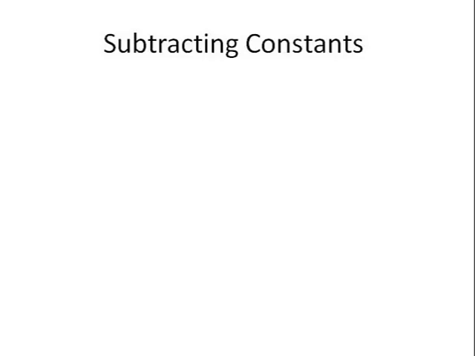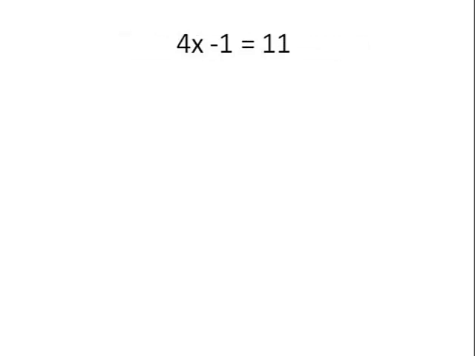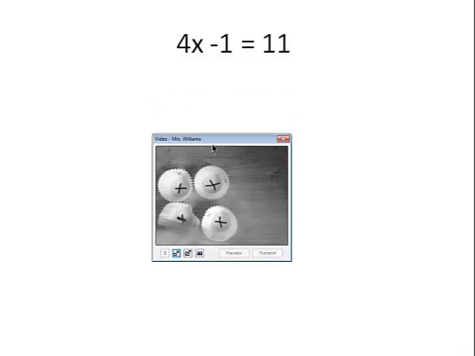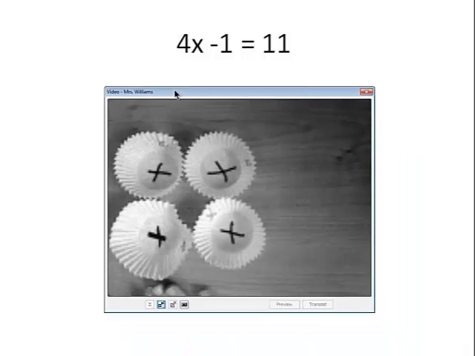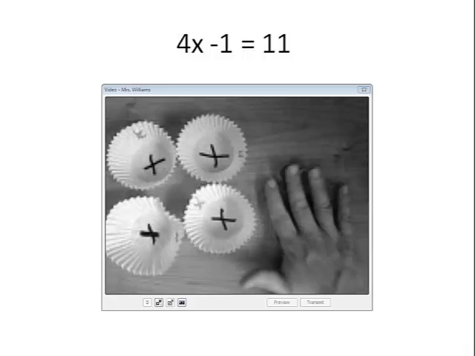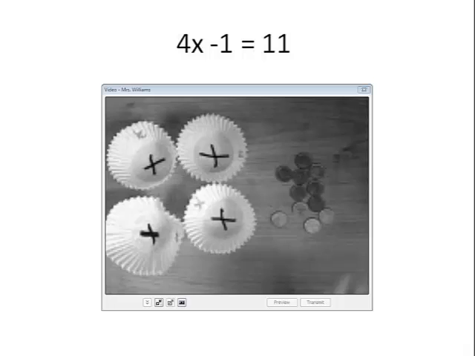Okay, so we've done a bunch of questions in which we added constants. Let's see what we have to do in order to subtract constants. So let's try one here: 4x minus 1 is equal to 11. Let's set it up. So we have 4x and 11. 1, 2, 3, 4, 5, 6, 7, 8, 9, 10, 11. Okay, so there's 4x minus 1 is equal to 11.